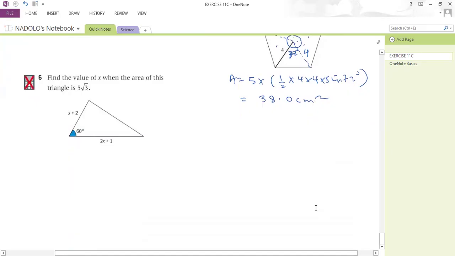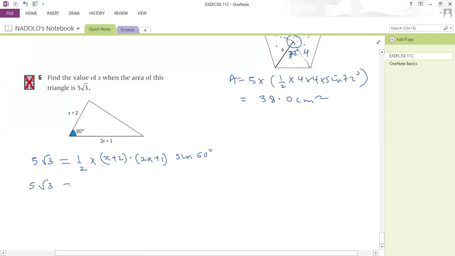Lastly, number 6, find the value of x when the area of this triangle is 5 root 3. So we'll use the same formula. Area is given by half times one side times the other side times sine of the angle between them, which is sine 60 degrees.